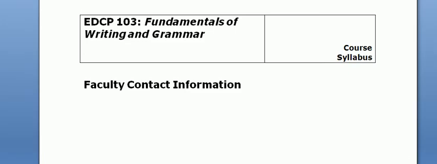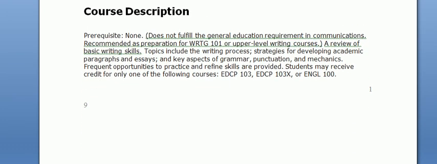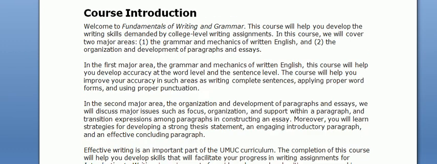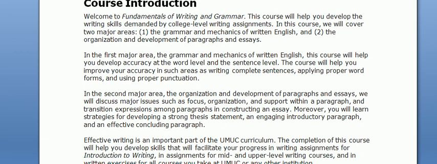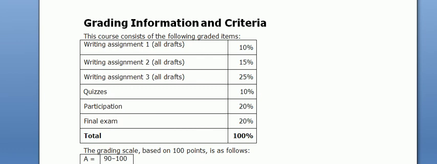The next document posted to you is called the Syllabus. The course description is given here. I just read that to you. The course outcomes are here. Those three were in the previous document. The course introduction has been modified a bit. You might be interested in this, the grading information and criteria.